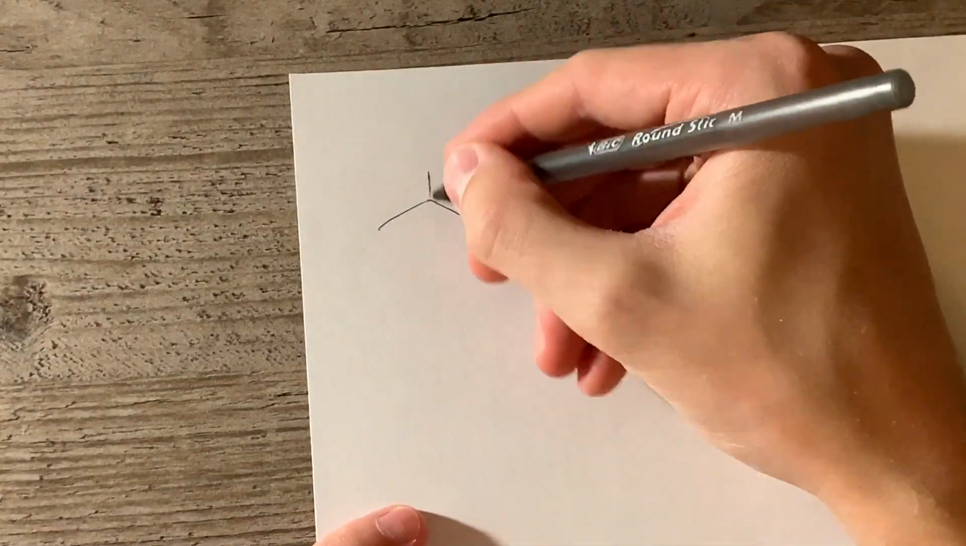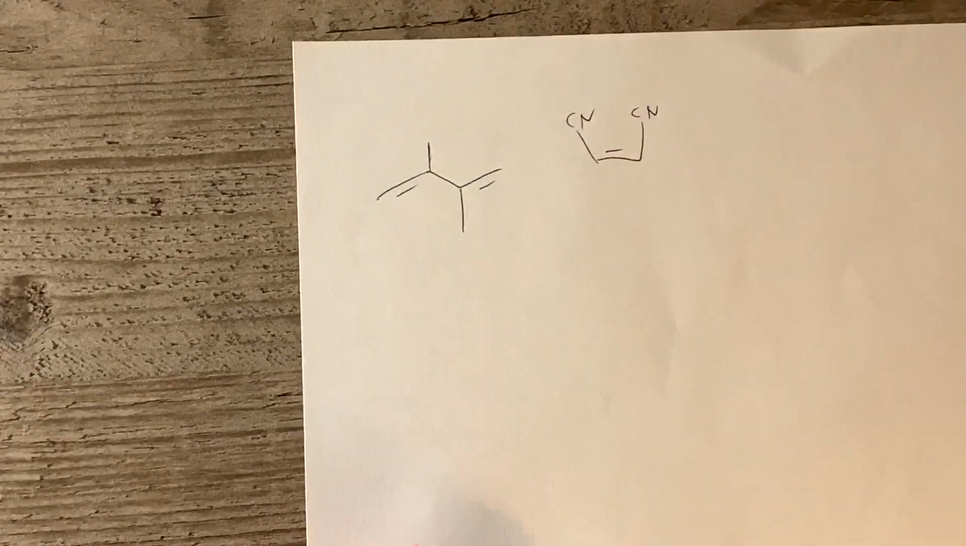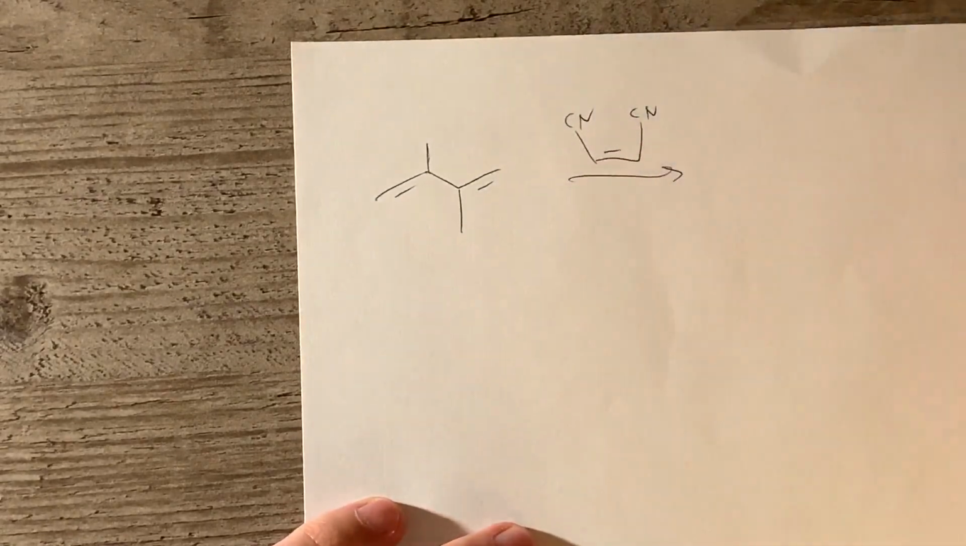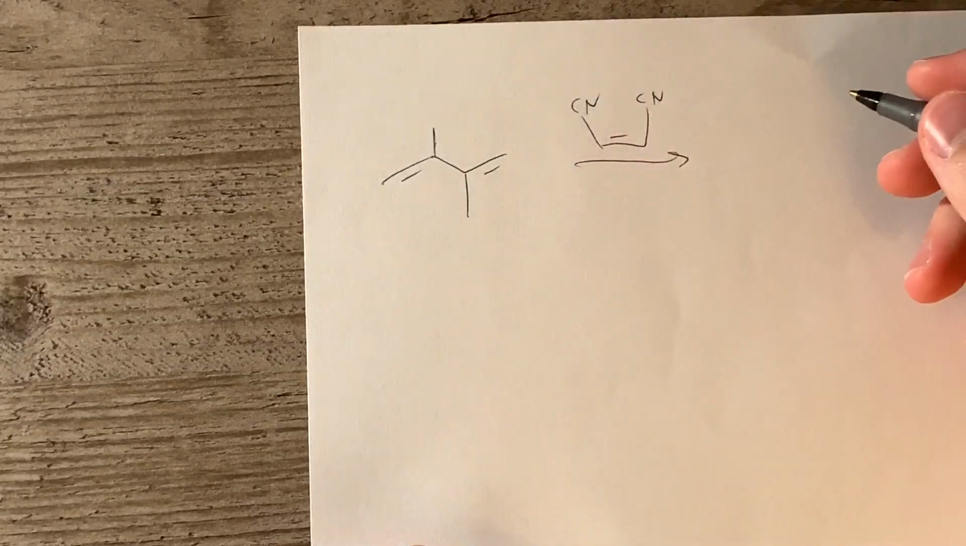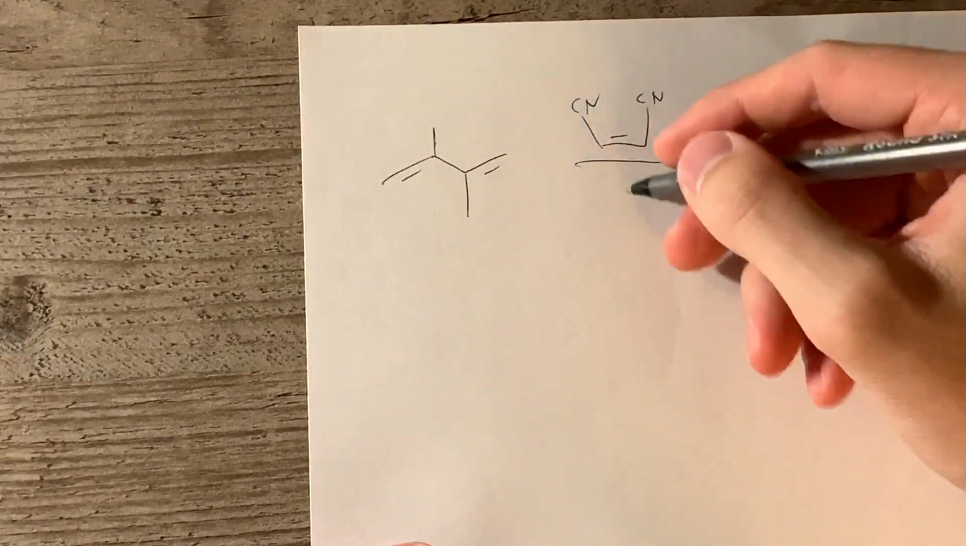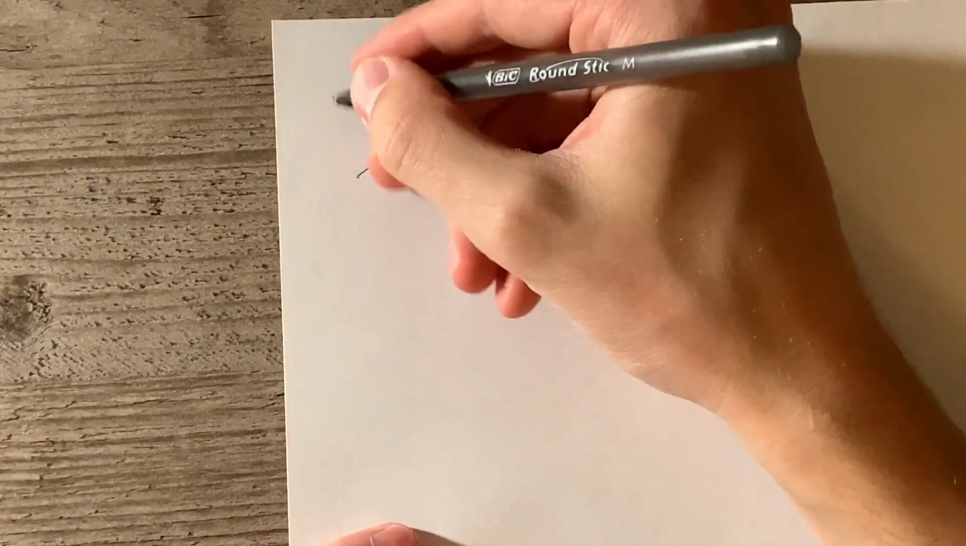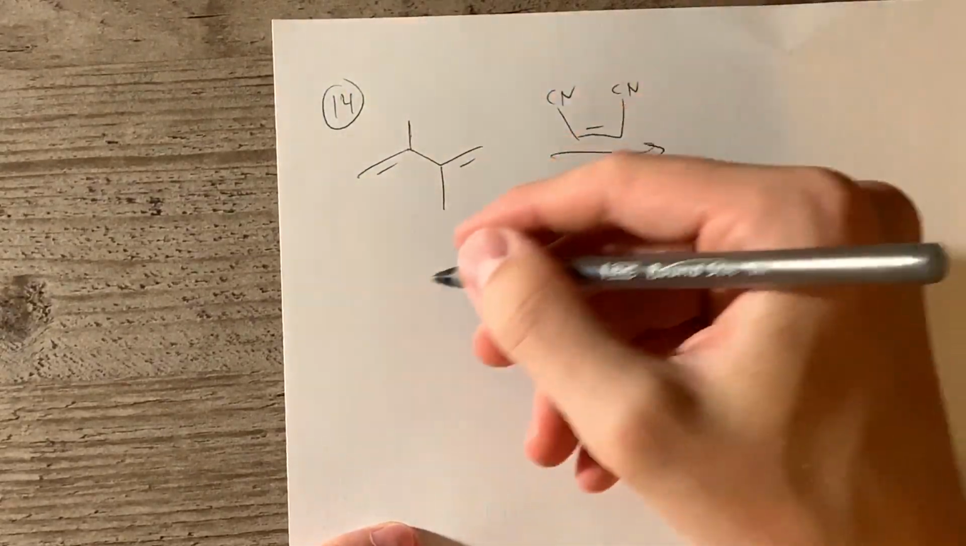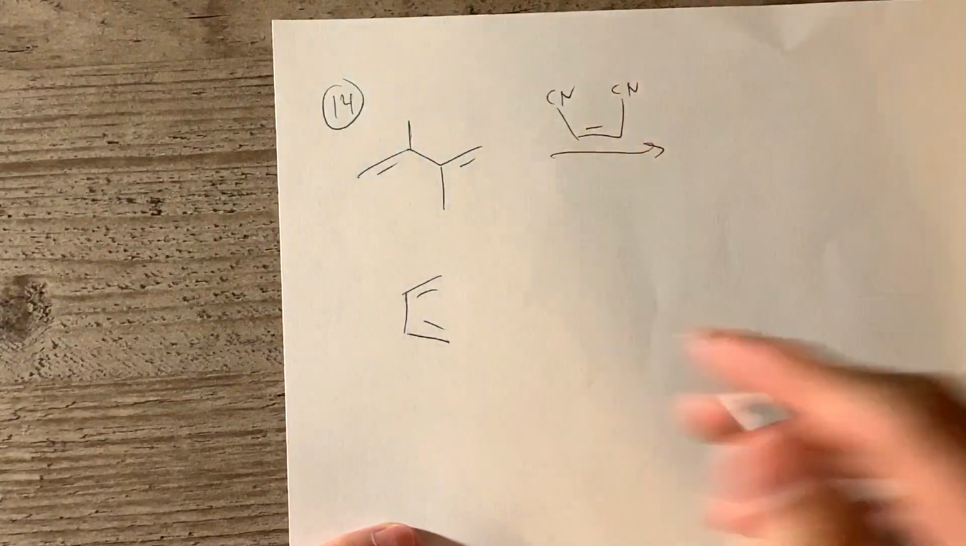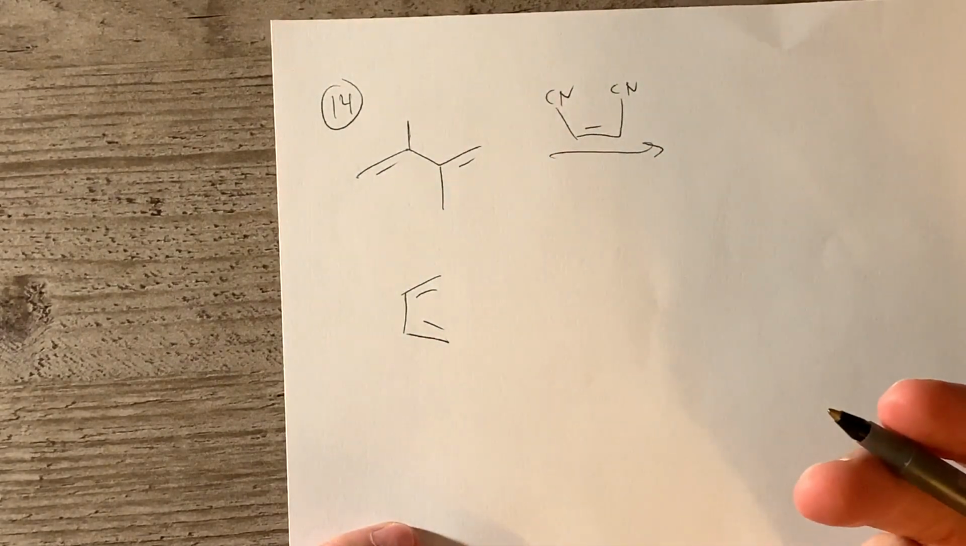Let's do number 14. All right, so we got two problems here already. What are they? First of all, they're not set up right. This is trans, and this isn't in our position to do the MS rules. So we have to, first of all, put this into the cis. So we already know it's going to be like this, so you can go ahead and just draw that.